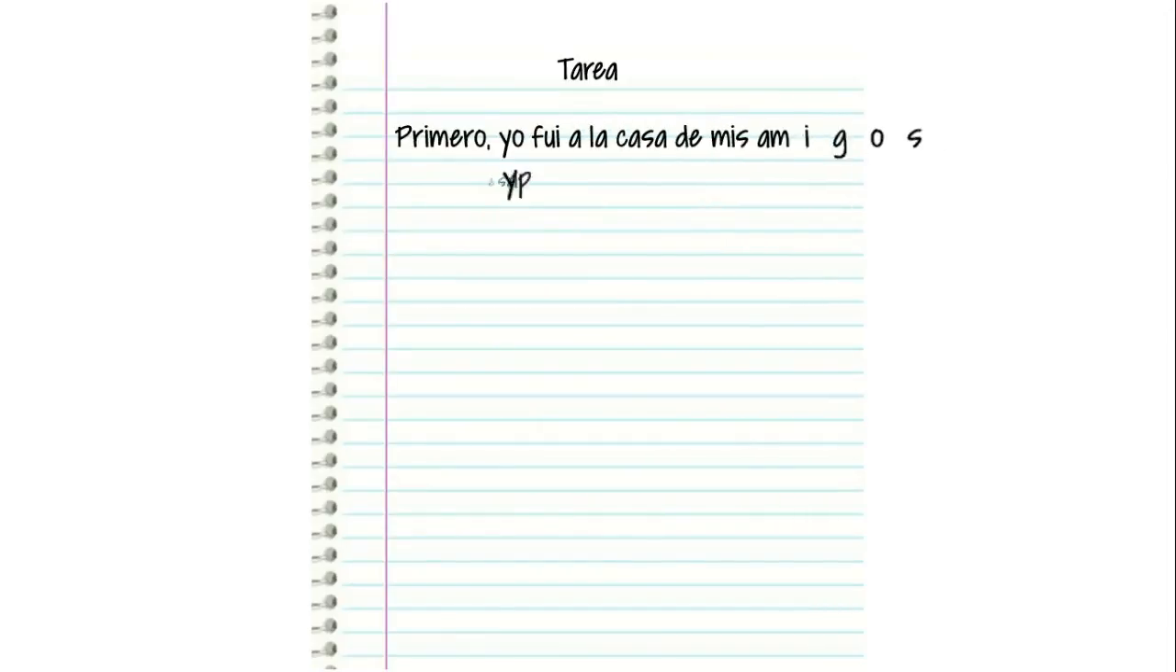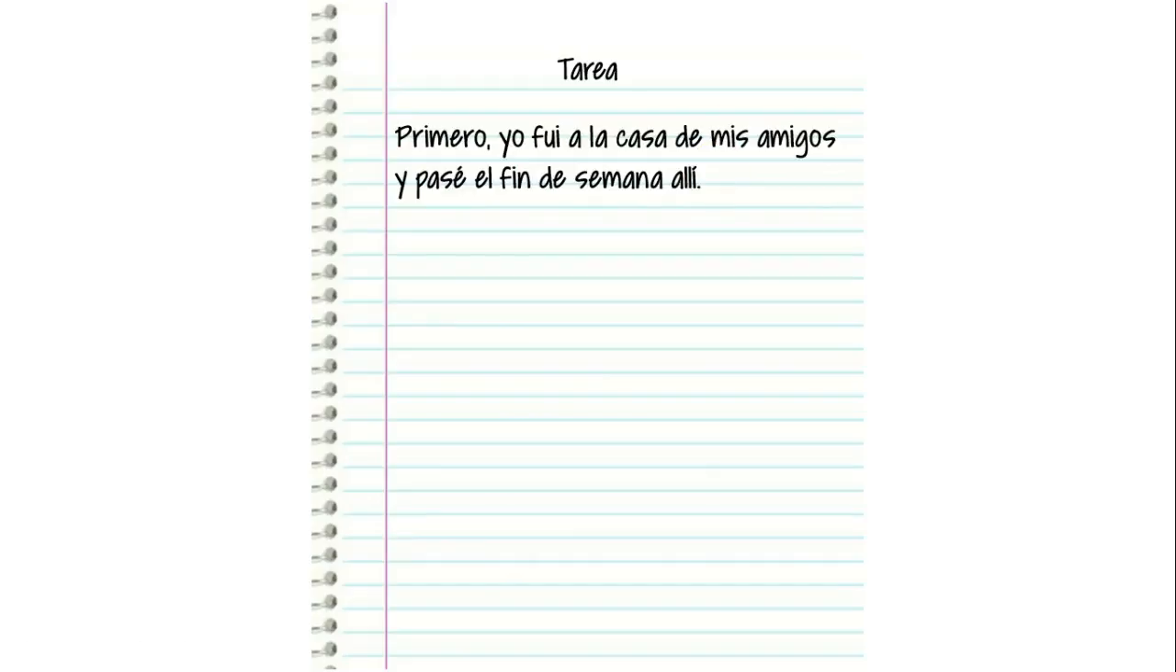So, as any good Spanish student, you will start thinking about what you did this weekend, and you'll start writing your homework. So, we write homework on the top, and we start writing our homework. Maybe we start out by saying, and I'm translating here, first I went to my friend's house, and I spent the weekend there. Great sentence. We know about fui, that's the past tense of to go, spent, the past tense of pasar, all things that we know and have gone over in class.